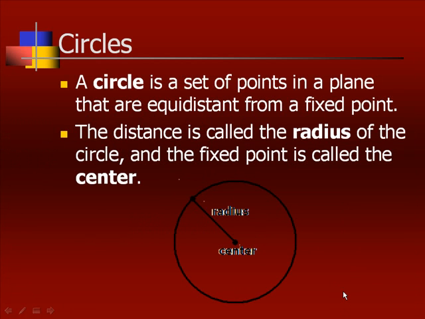A circle is a set of points in a plane that are equidistant from a fixed point. The distance is called the radius of the circle, and the fixed point is called the center. So this is the center of the circle, and the distance from the center of the circle to the edge is the radius. And notice it doesn't matter which direction you go, the distance will be the same to any points on the circle.